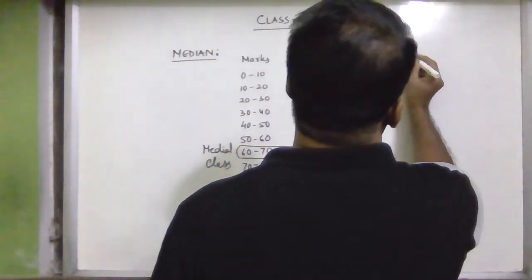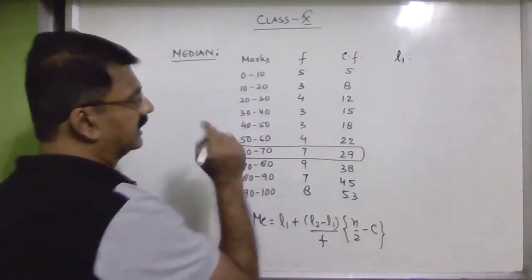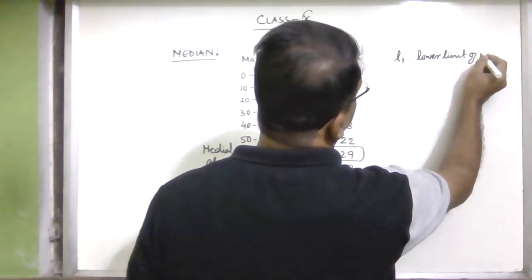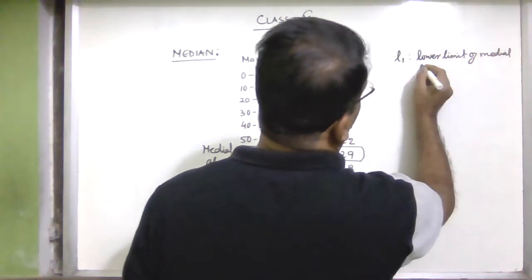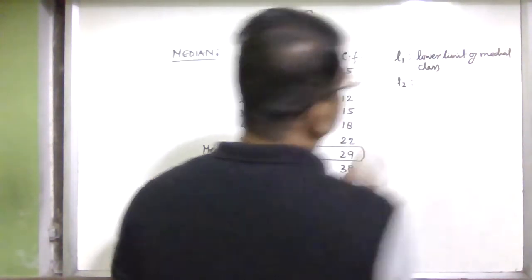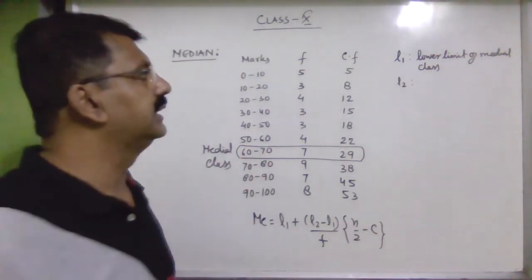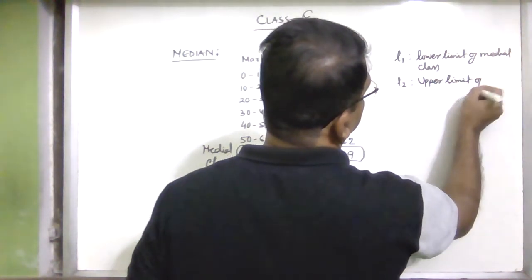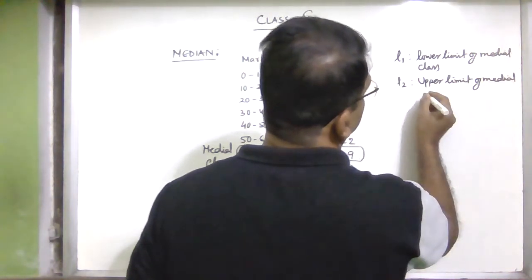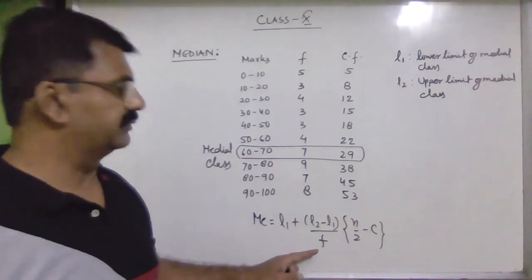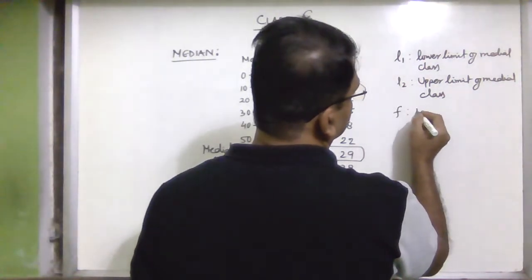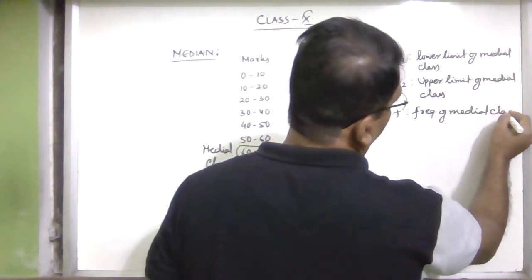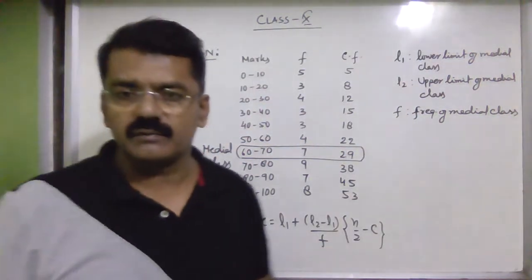L1 is the lower limit of the median class. Then L2. L2 is the upper limit of the median class. Then F is the frequency of the median class.